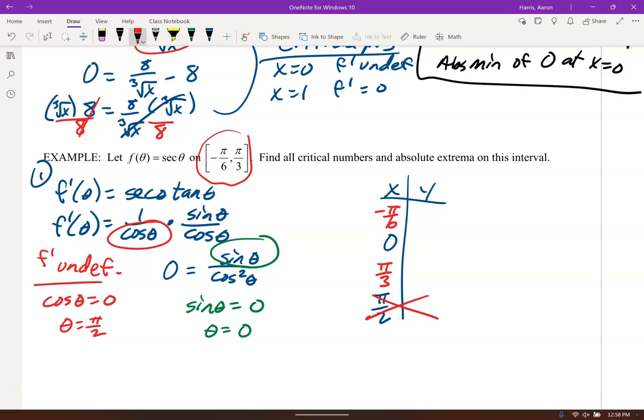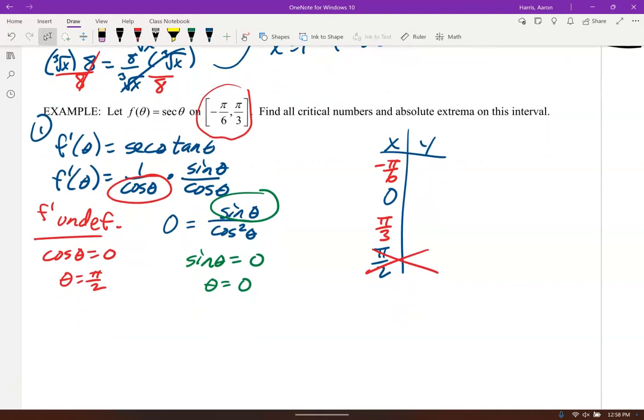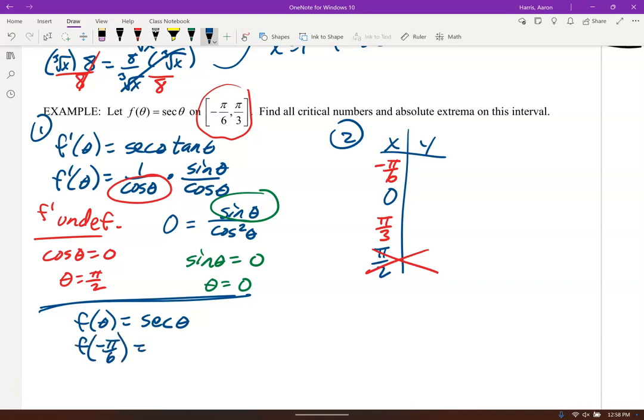Right? So then I just got to plug in and check those three, negative pi over 6, into my original function. So here's my step 2. Let's go ahead and check them. So f of theta, my original function, was the secant of theta. So f of negative pi over 6, secant of negative pi over 6. So I'm looking on my unit circle at negative pi over 6.